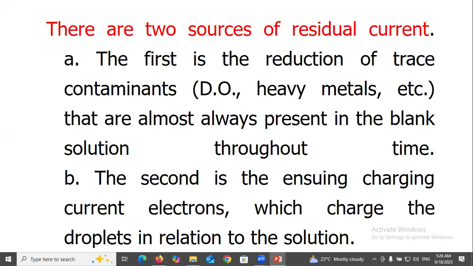The first is the reduction of trace contaminants, dissolved oxygen, and heavy metals that are almost always present in the blank solution. The second is the charging current, the electrons which charge the droplets in relation to the solution.